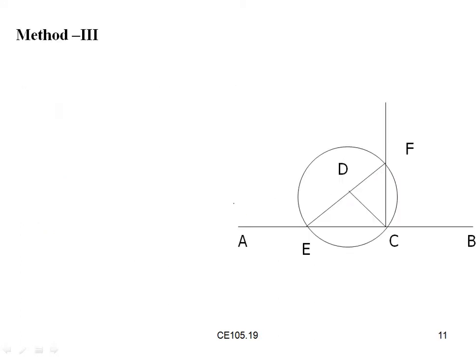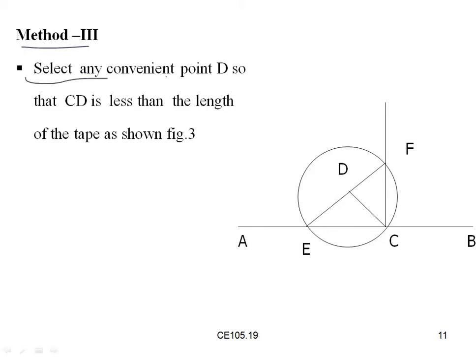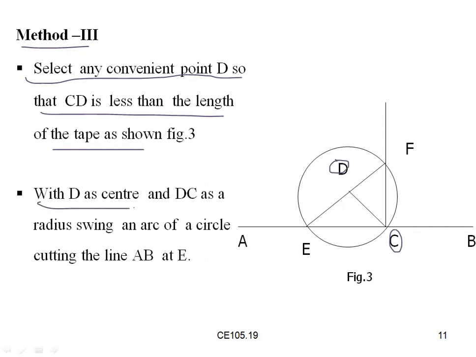The next one, method 3. Select any convenient point D so that CD is less than the length of the tape. So here CD is less than the tape. With D as center and DC as radius, swing an arc of a circle cutting the line AB at E. So where is the D? This is the D.